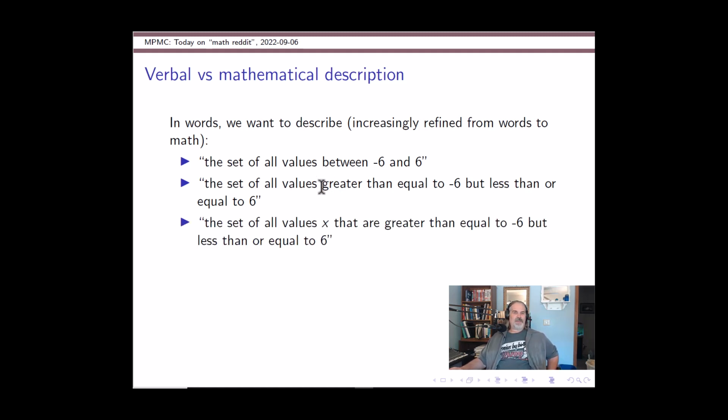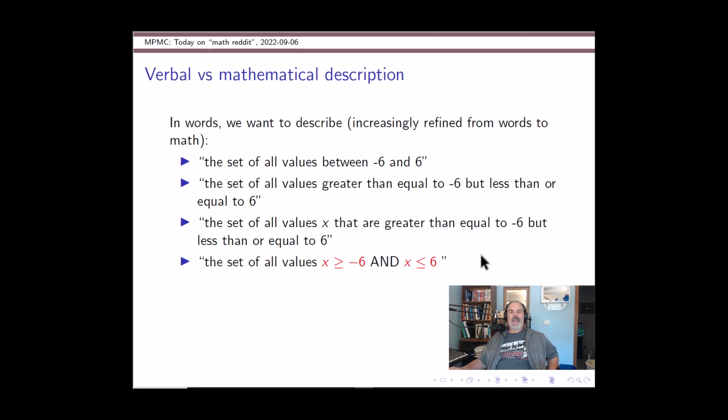Now, values, right? Usually we give values names, so that we don't have to keep writing the set of all values. Let's introduce a generic name for those values and say, well, that's the set of all values that we're going to call X. And those values are greater than or equal to -6, but less than or equal to 6. Now that we've introduced the name and these descriptions of greater than and less than, we can tighten that down a lot by saying, hey, we're looking at the set of all values named X that are greater than or equal to -6. And at the same time, those same values are less than or equal to 6.